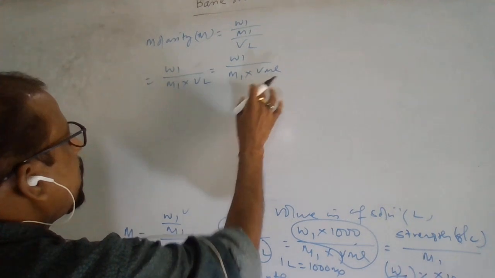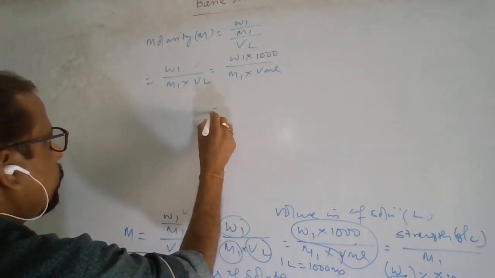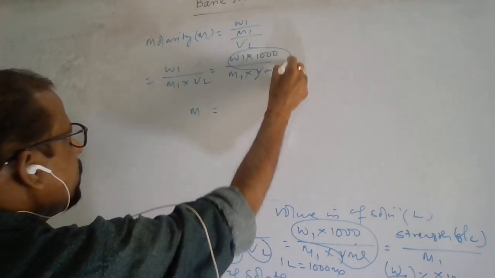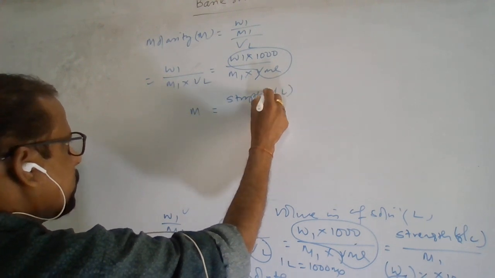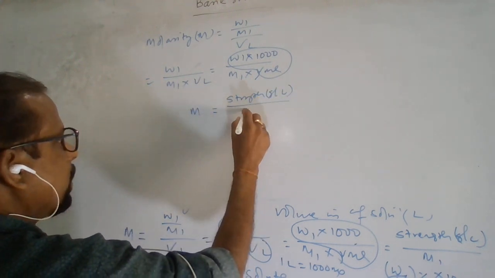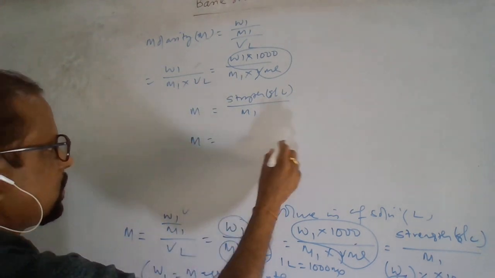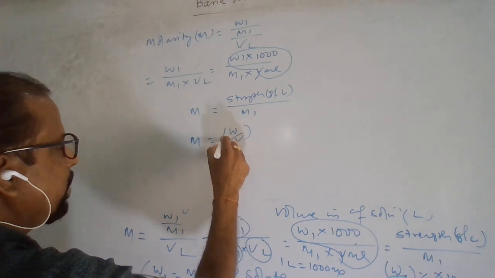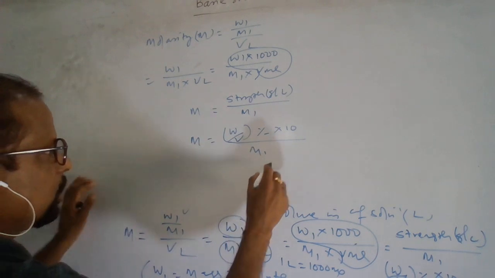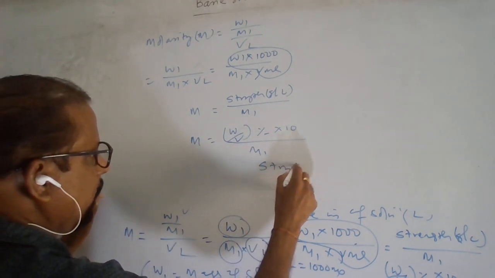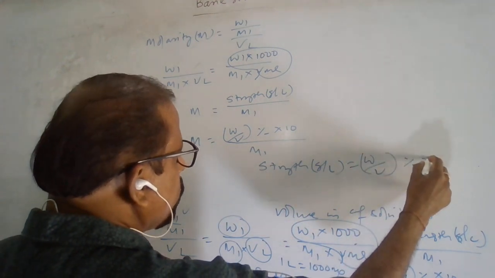So that is written in the milliliter form, and that time the 1000 is multiplied. So the molarity is W by V by 1000, that is equal to the strength in gram per liter by the molecular mass. Again, the strength in gram per liter is equal to the W by V percentage into 10 by the M1.